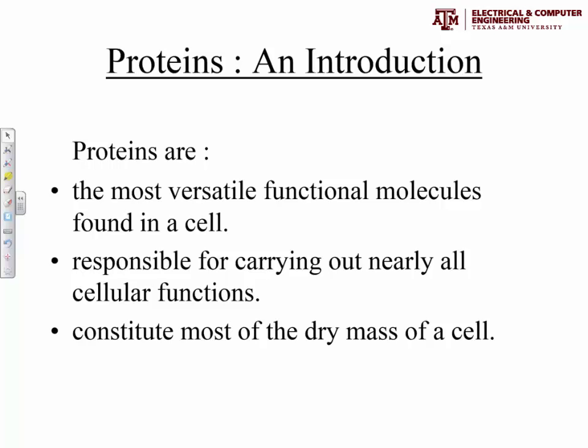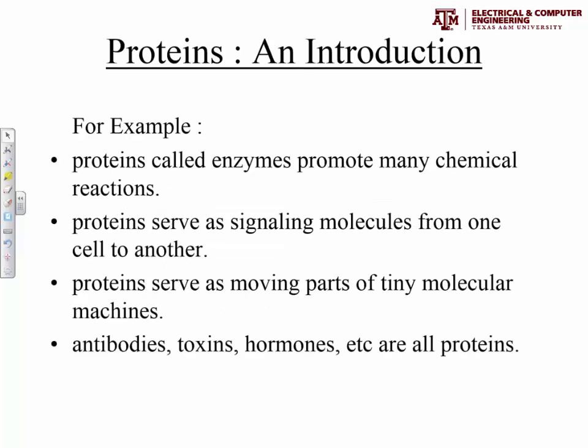Signaling molecules, those are proteins. Insulin is a protein. Hemoglobin is a protein. The color of your hair is determined by what protein your hair cells produce. So let's look at a few examples. You have proteins that are called enzymes.